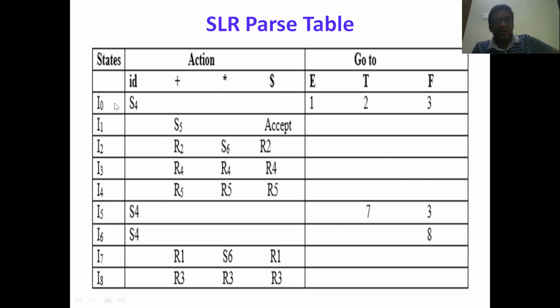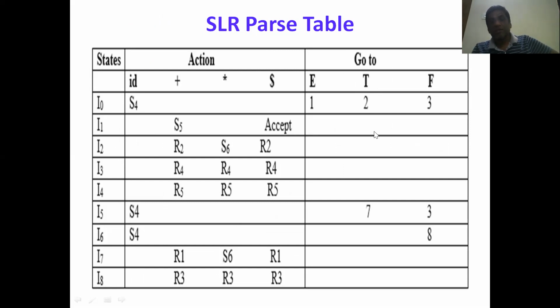So I0 on T is state 2 in the go to part. So we have to fill the go to part by using the production, the transitions with the variables. Okay. So that is how you will fill this SLR parse table with three operations. What are the three operations? Shift operation, reduce operation, and the go to part.